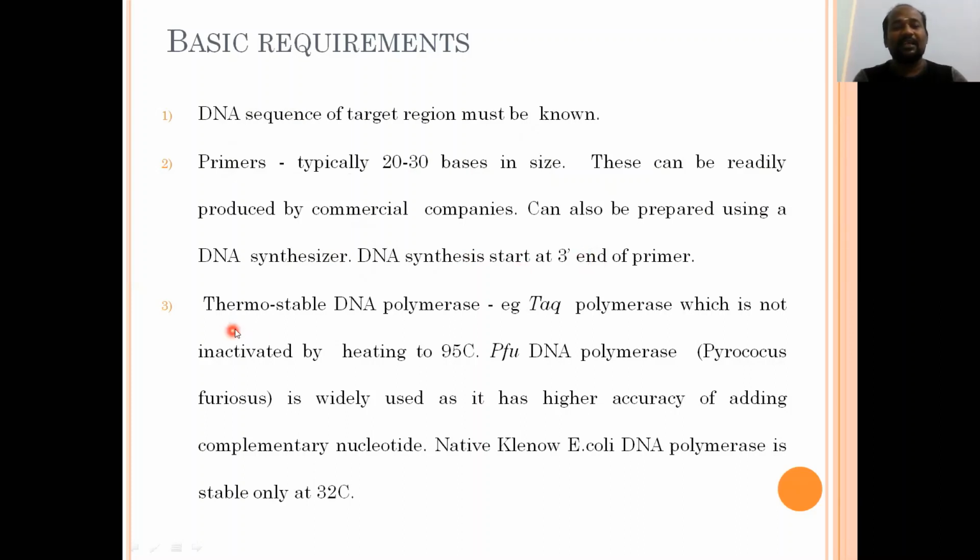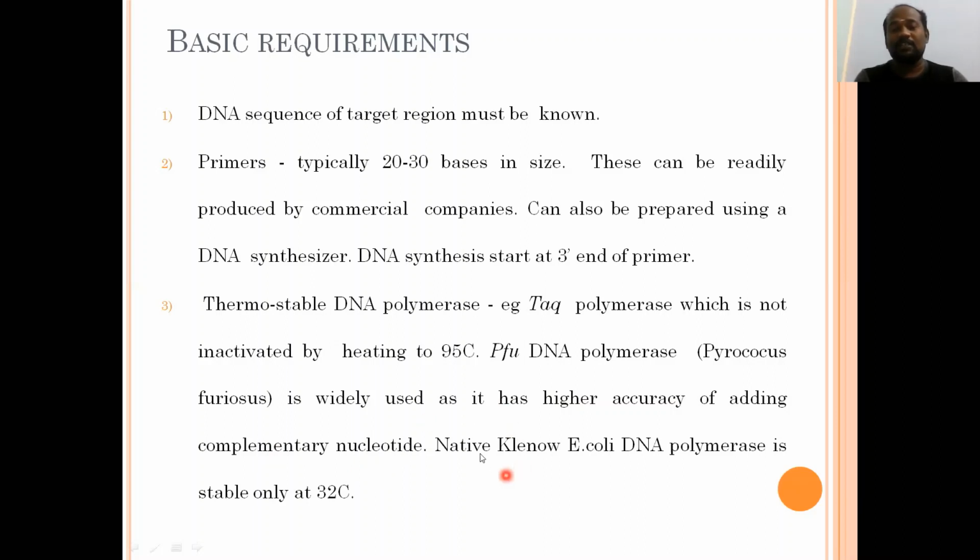Then another is the thermostable DNA polymerase. We use thermostable DNA polymerase for making the DNA copies. For example, Taq DNA polymerase. This polymerase is isolated from Thermus aquaticus bacteria, and is not inactivated by heating at 95 degrees Celsius. Another famous DNA polymerase is Pfu, isolated from Pyrococcus furiosus, which is widely used because of its higher accuracy in adding complementary nucleotides.